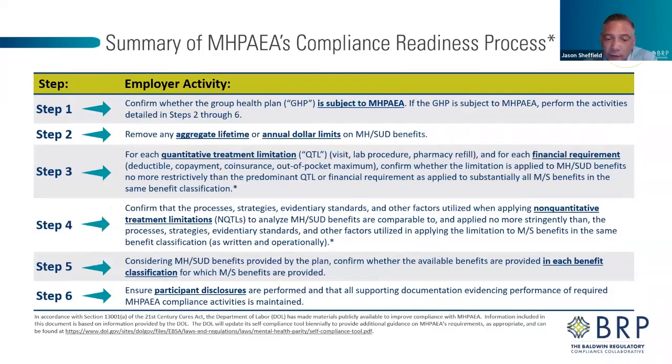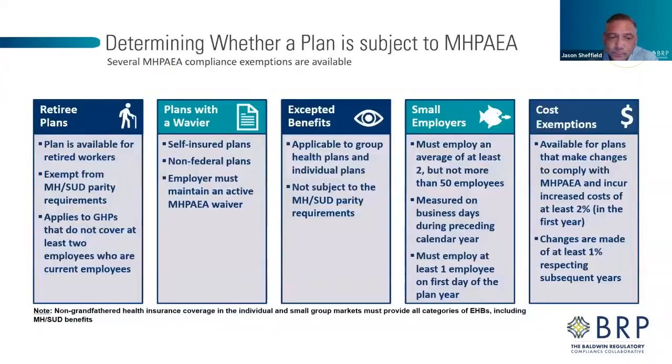Step 6, ensure participant disclosures are performed and that all supporting documentation evidencing performance of the requirement via compliance activities is maintained. So the burden of proof is on the employer here. You have to maintain these records where you establish your evidentiary standards and you do your testing and you roll out these prohibitions and these other limitations. All right, next slide, please.